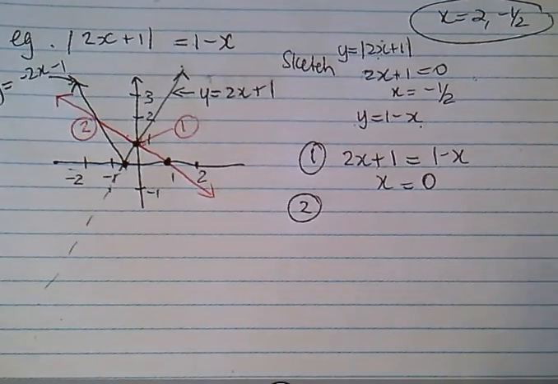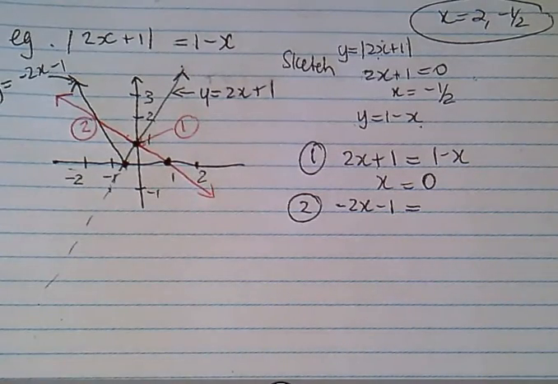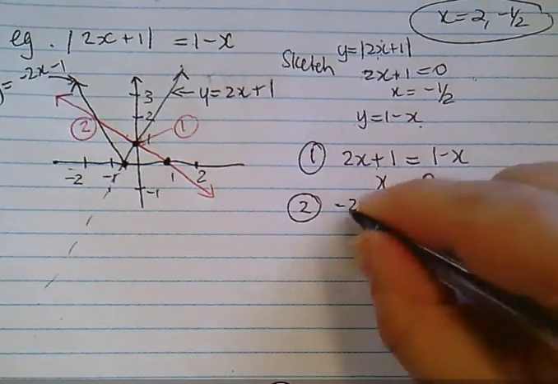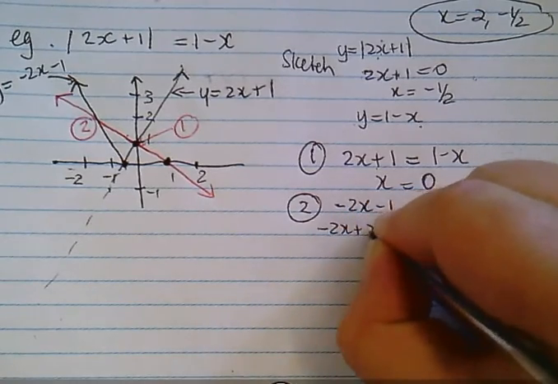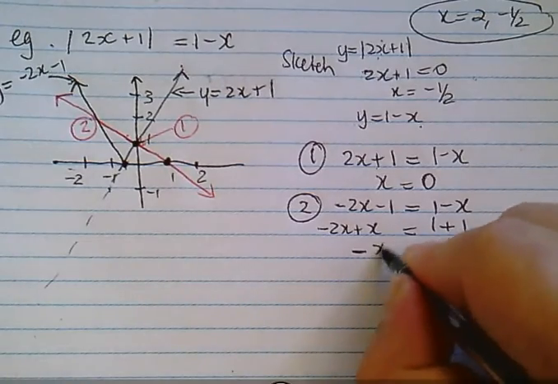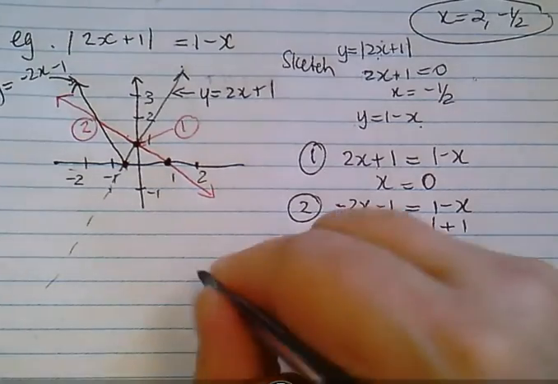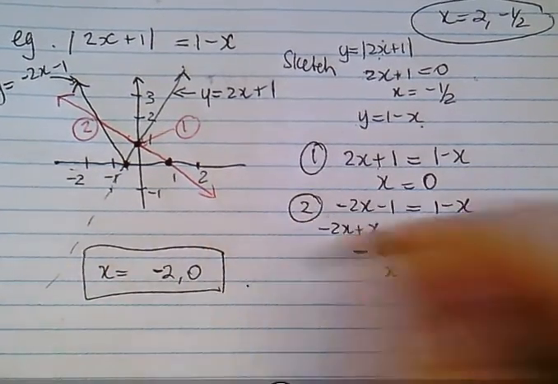And for point of intersection 2, negative 2x minus 1, which is negative bracket 2x plus 1, but we've expanded already, equals 1 minus x. And so we get negative 2x plus x equals 1 plus 1. Just be careful you don't mess up here. Negative x is 2, so x is negative 2. So your solutions are x is negative 2 and 0. Okay?